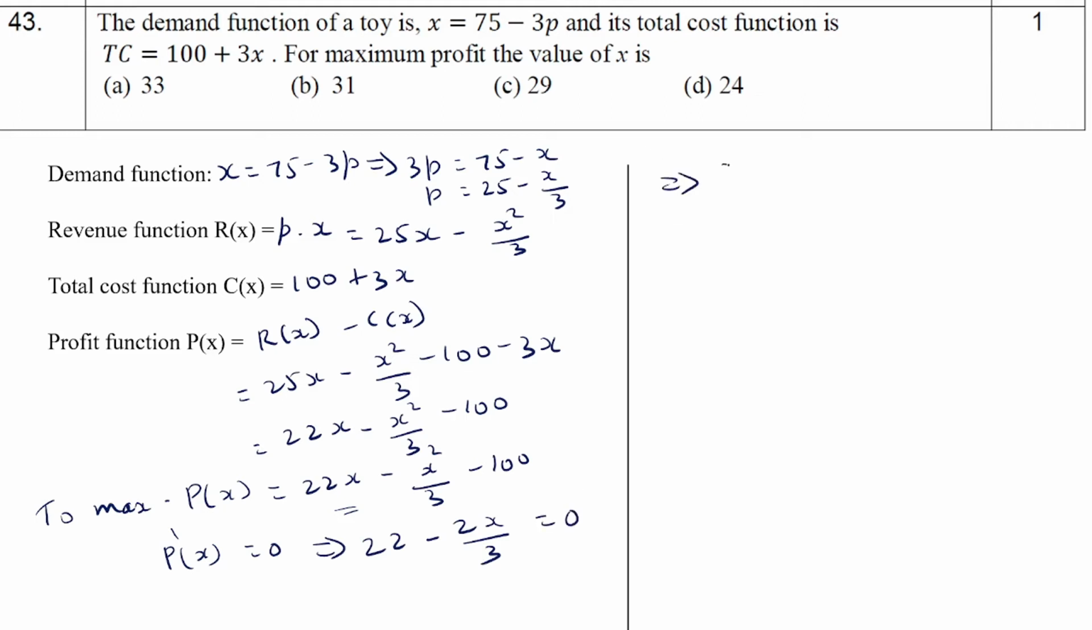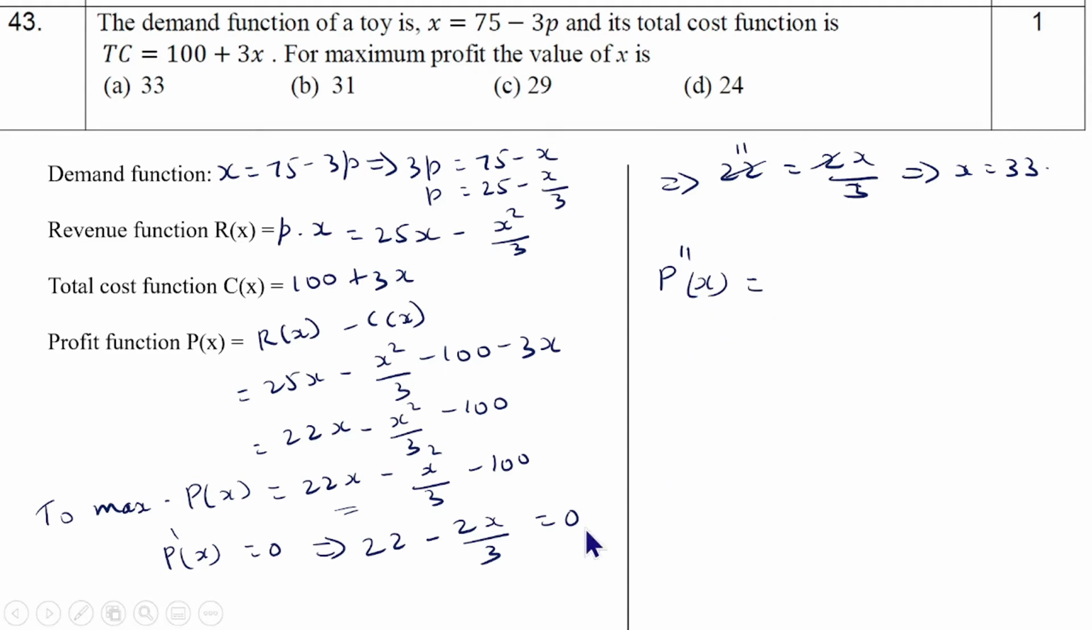Or from this we have 22 is equal to 2X by 3, or X is equal to 33. From this we get X is equal to 33. Now let us find P double dash of X and check whether it is negative.